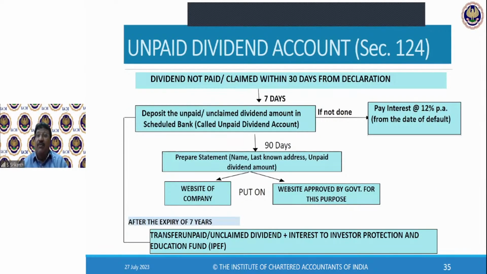Now we go on to another very interesting and possibly important topic, which is unpaid dividend account. Unpaid or unclaimed. See, unpaid means the company doesn't pay. It declares and does not pay. Unclaimed means the company has taken efforts to pay, but the shareholder is not locatable. Are you able to understand?